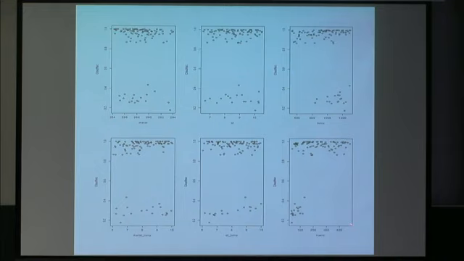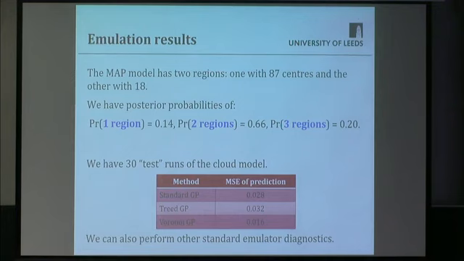So it's not going to be a straight problem we can see, because we can't just make the divisions upon these particular inputs, so there's something a bit more complicated. So when we try to emulate this and put our surrogate model around using these Voronoi tiles, we get a map model with 2 regions. One's got 87 centres and the other's got 18, which is very, very suspicious.